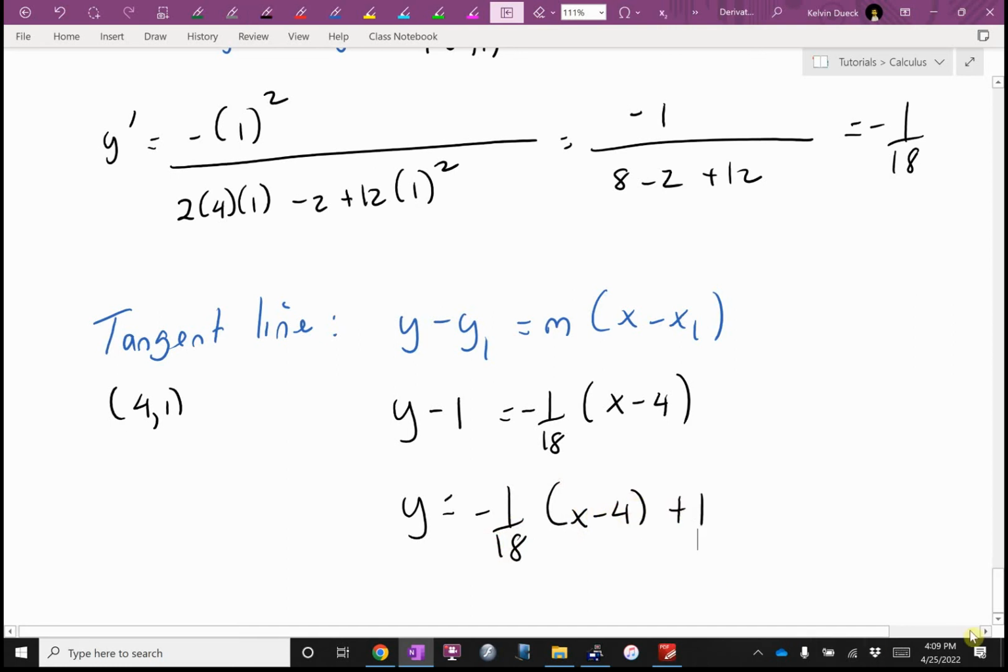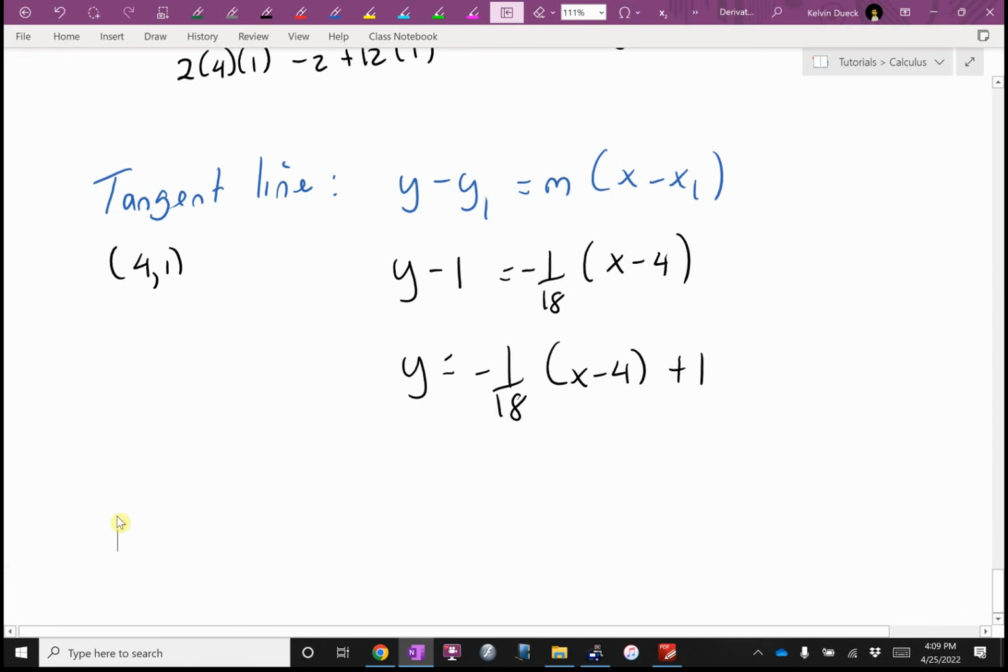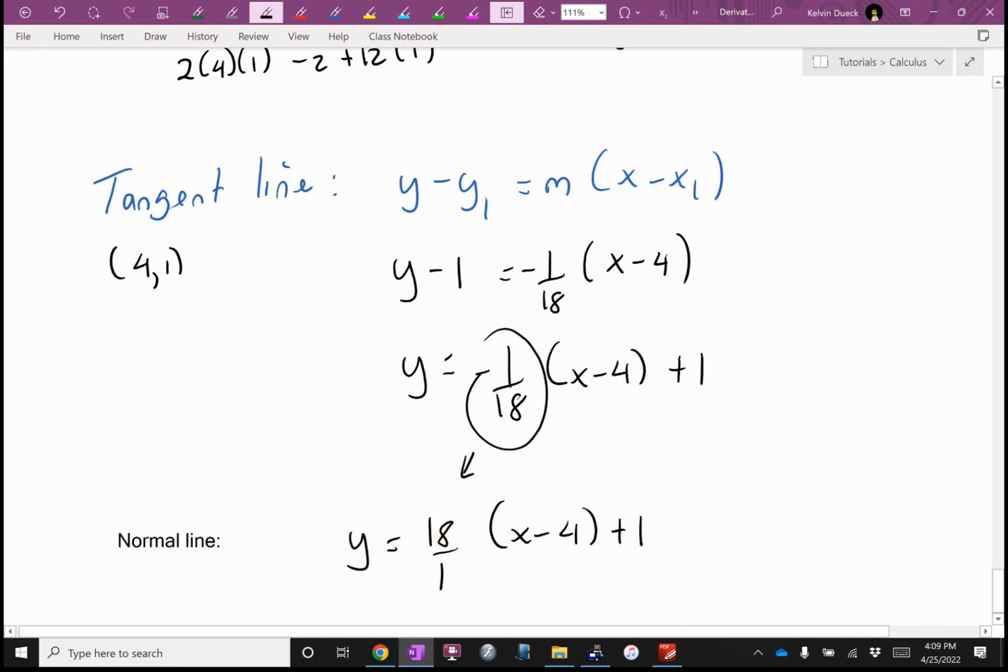Then you have the normal line. What's that? Positive 18 over 1, right? If lines are at right angles or normal, that's why we call it the normal force, it's right angles, it's the negative reciprocal. So you flip it and change the sign. And I wouldn't bother putting the 1 there. That's the equation of the normal line. Let's see if we're right. I'm worried here.